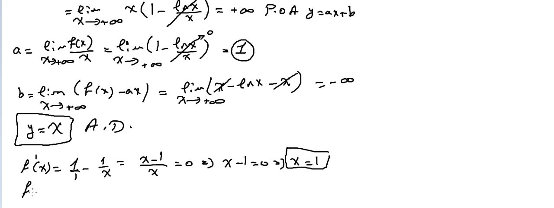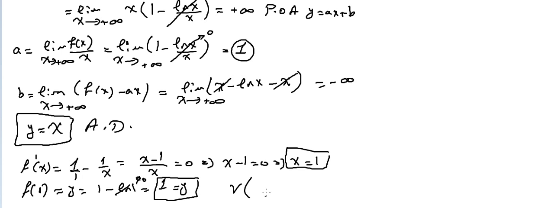Substituted in f of x, f of 1, which is y, equals x minus ln x, so 1 minus ln 1. Ln 1 is equal to 0, right? What's left is 1. So this is a critical point, maximum or minimum. The vertex is (1, 1).